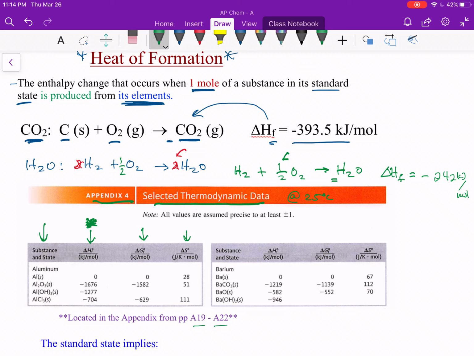A couple of things I want you to notice. Number one, a lot of these values are going to be negative because when we have the synthesis reaction, remember, the whole point of these things reacting is to become more stable.